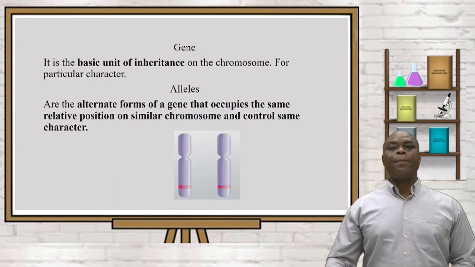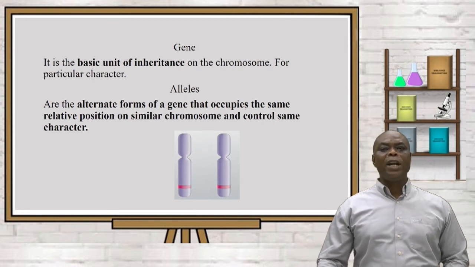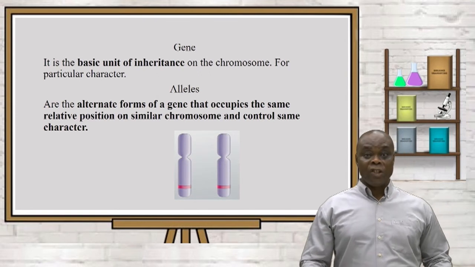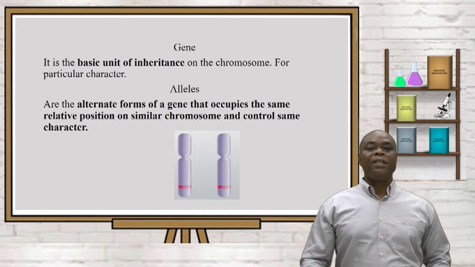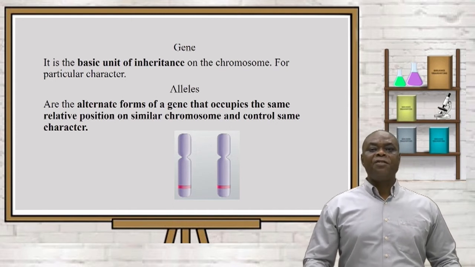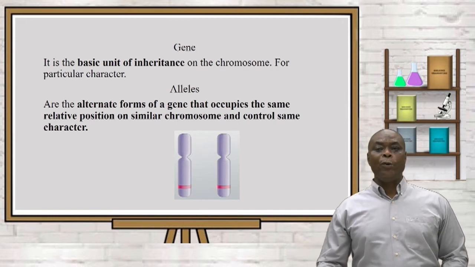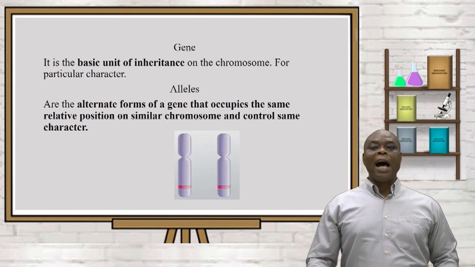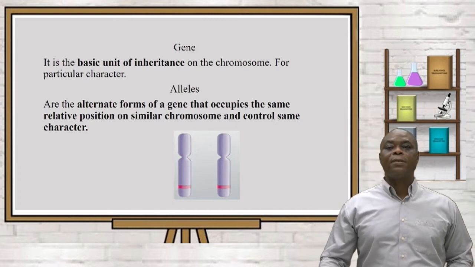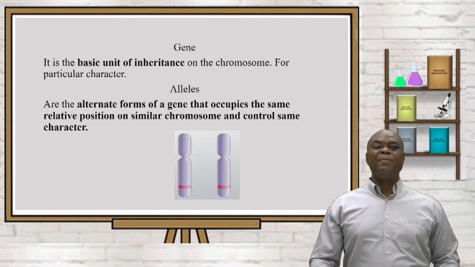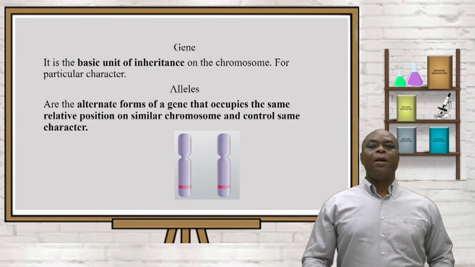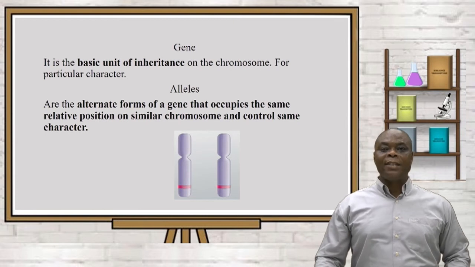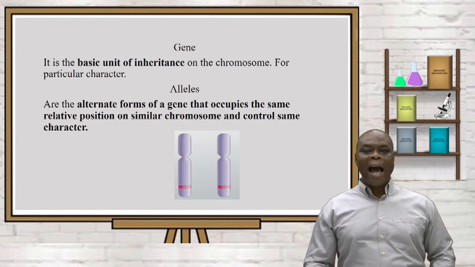On them, you will see some red strips. When considering only one of the strips, we call it the gene because it controls just a character, and which is a unit. When considering the two, they are known as alleles because the 2 are occupying the same relative positions and they control the same character, which in the case of tallness and shortness, is height. So the pair will be called alleles for height, but one of them is a gene for height.